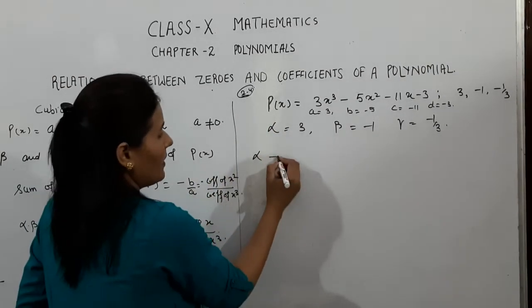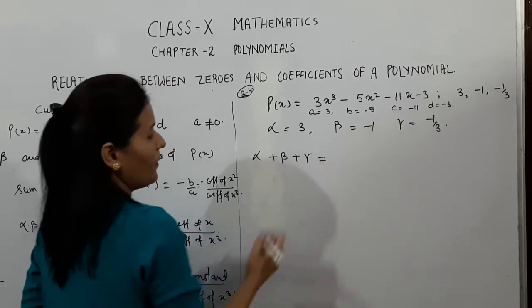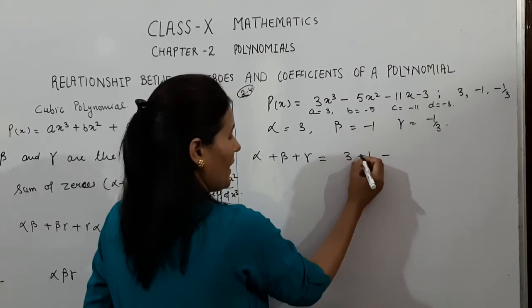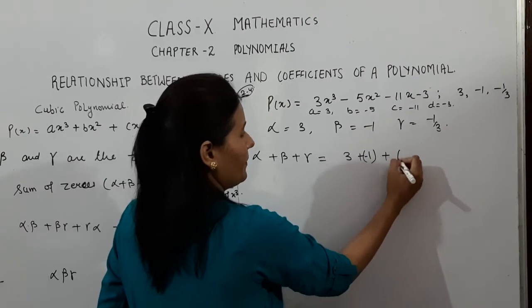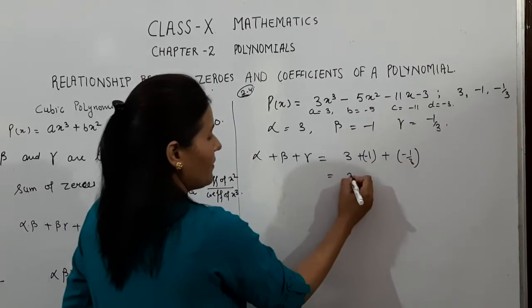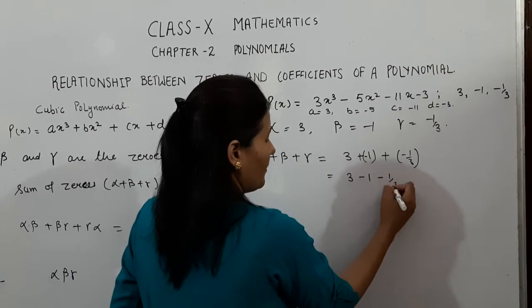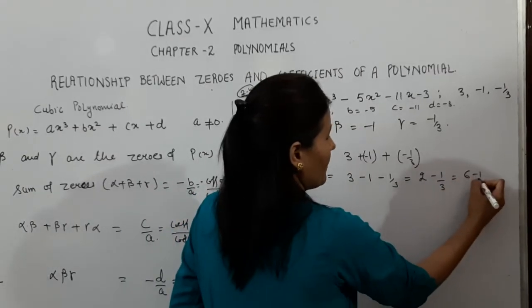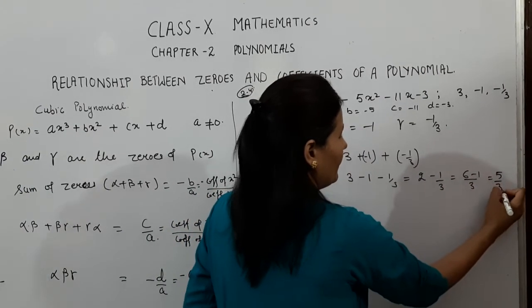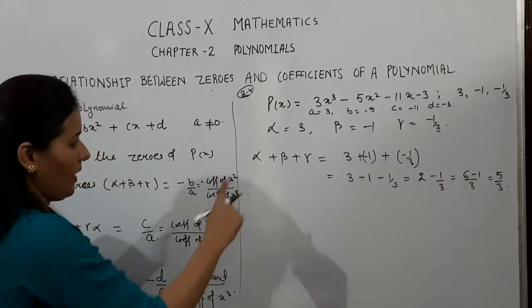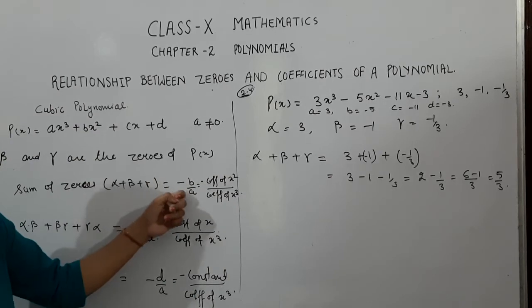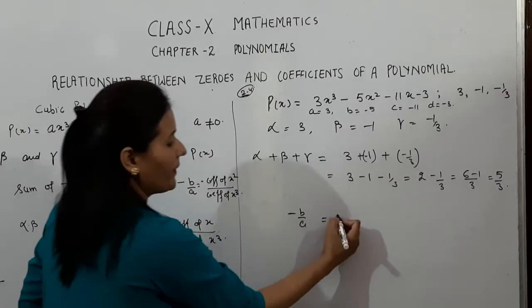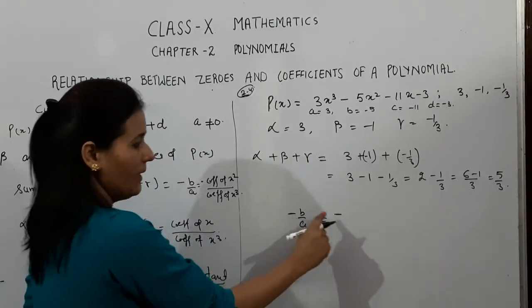So alpha plus beta plus gamma is equal to 3 minus 1 minus 1 upon 3, which is 2 minus 1 upon 3, that is 6 minus 1 upon 3, which is 5 upon 3. Now, alpha plus beta plus gamma should be equal to minus b upon a. So let's check what our minus b upon a is.